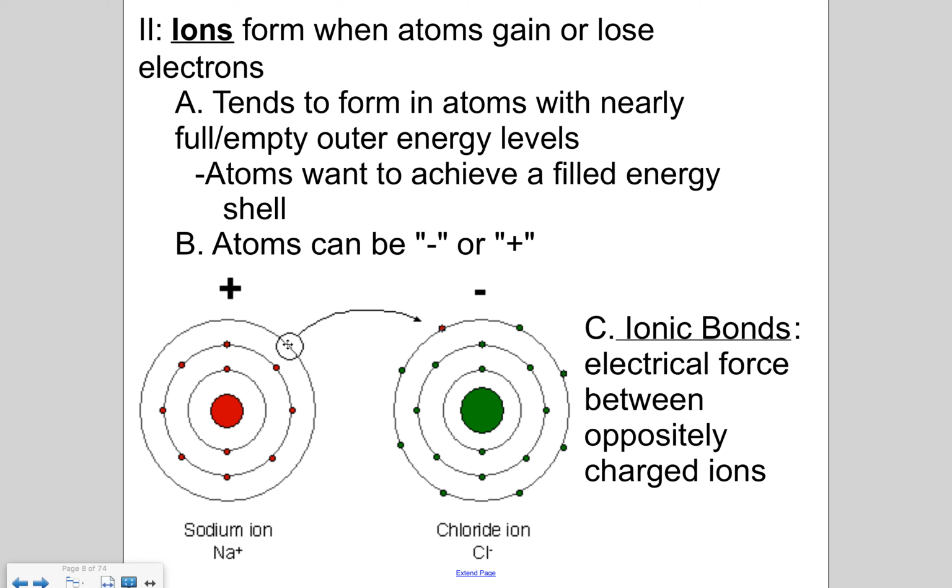So that means it also has 11 electrons. And if I count these red dots, 1, 2, 3, 4, 5, 6, 7, 8, 9, 10, and then one out here, 11. So this was neutral. Okay, now let's take a look at chlorine.